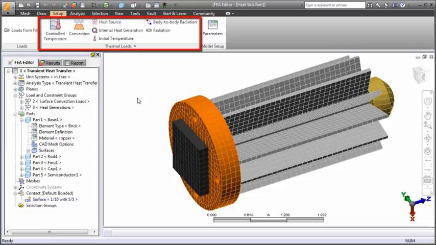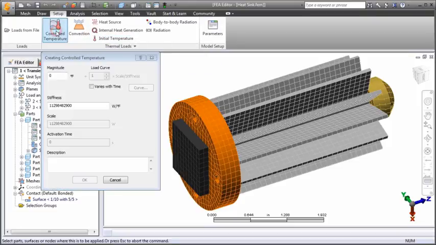The available thermal loads are found here. For parts, surfaces, or vertices, you can define initial temperatures or apply controlled temperatures. The latter can be constant or can vary over time using a load curve.